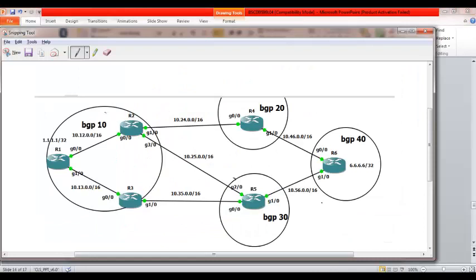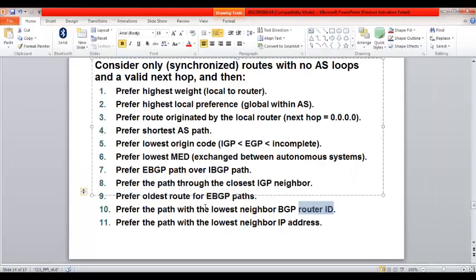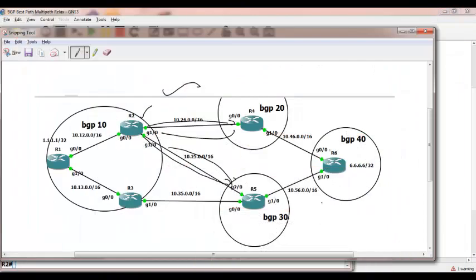Router 2 prefers the oldest path, meaning if this is an older neighbor and this one came later, it prefers this one. But I started all the routers at the same time. Let's assume both came and formed neighbor at the same millisecond. Then it prefers the path with the lowest neighbor router ID. Of course, this is the reason.